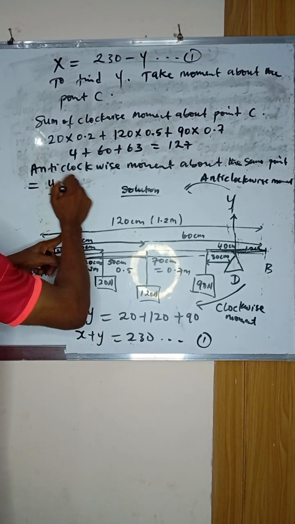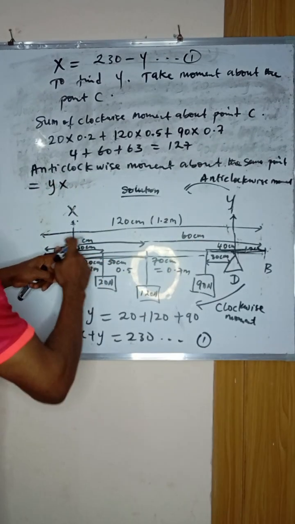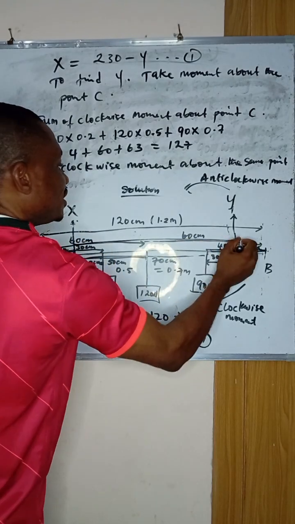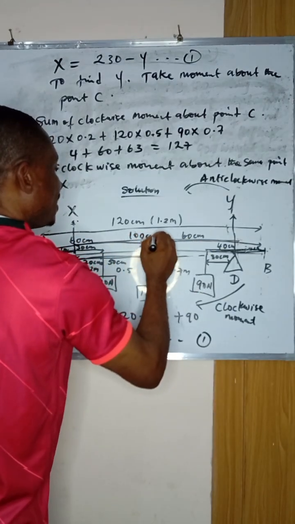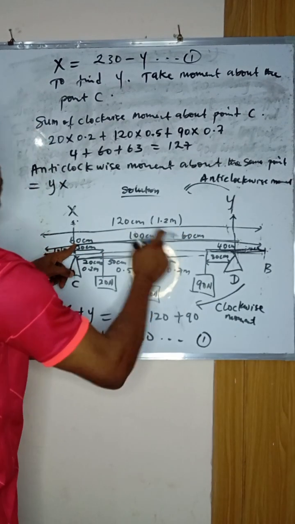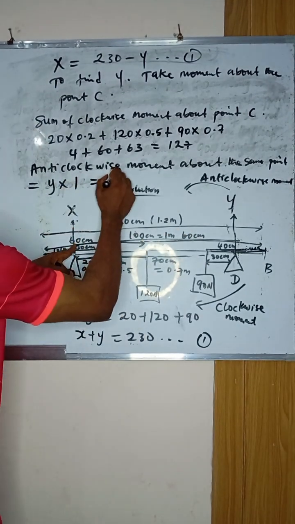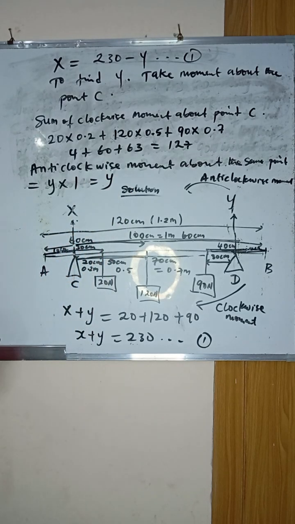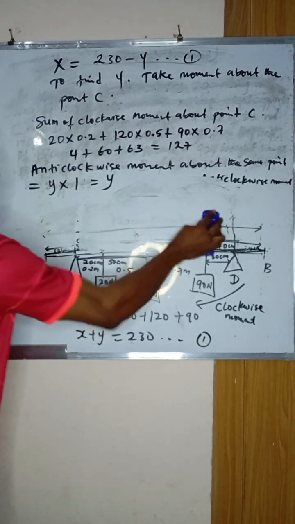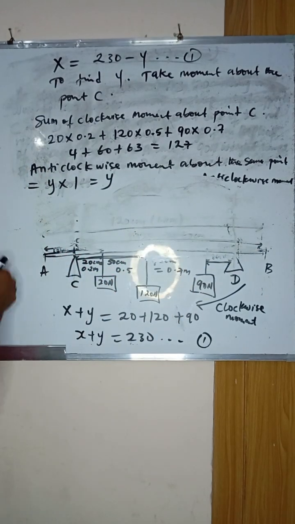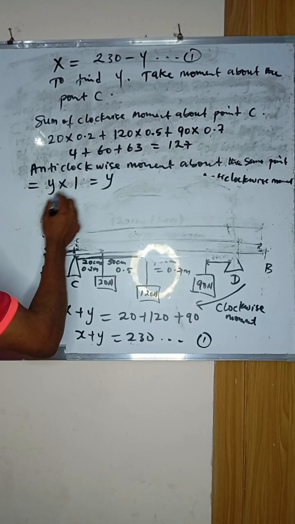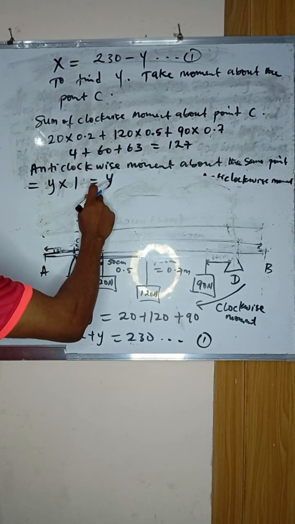So it will be y times the distance from here to here. Now we have removed 10, so from that point to this will be 100 cm, which is equal to 1 meter. So 1 times y gives you y. According to the principle of moment, clockwise moment equals anti-clockwise moment.